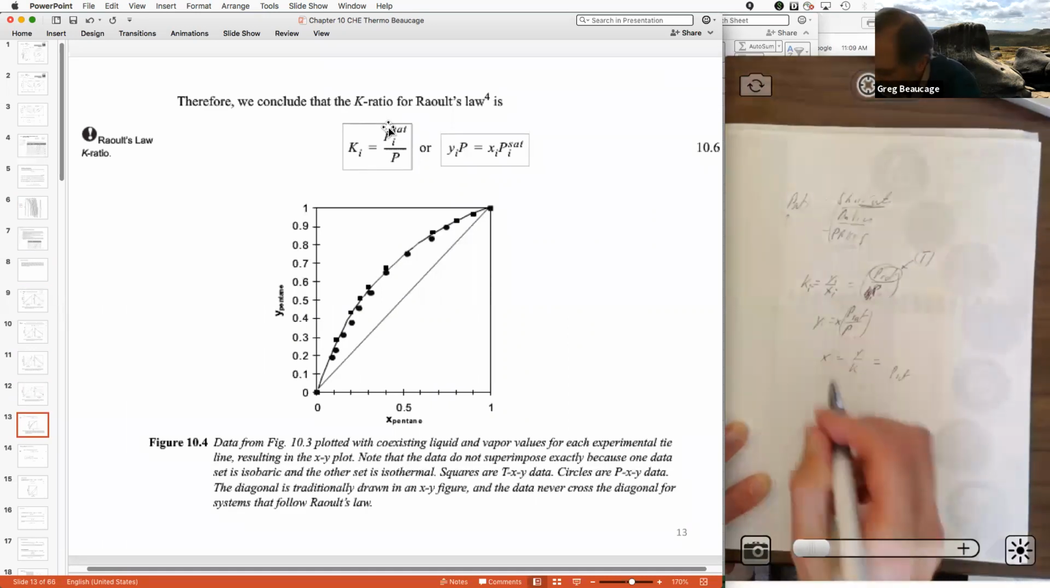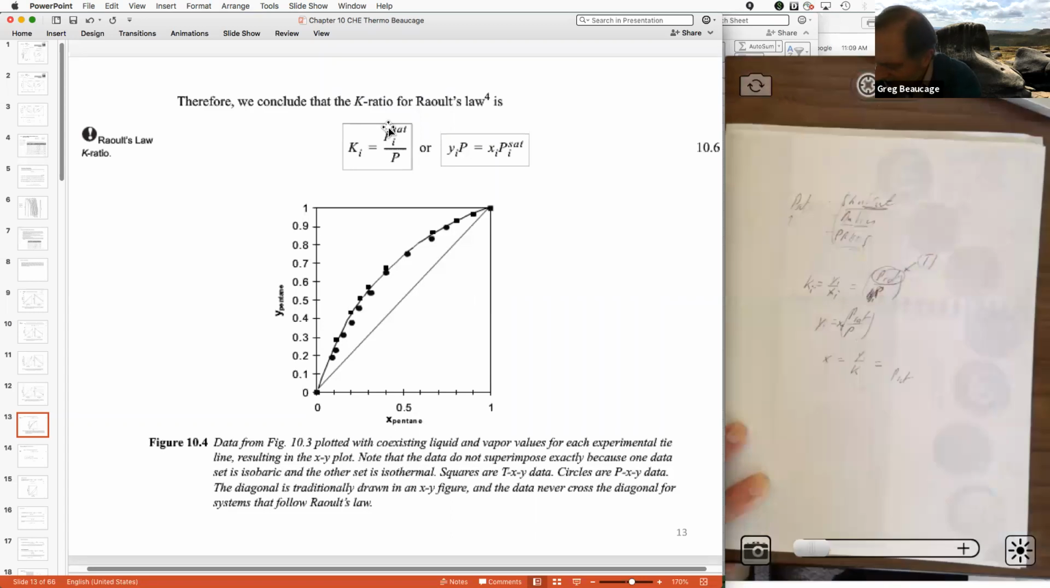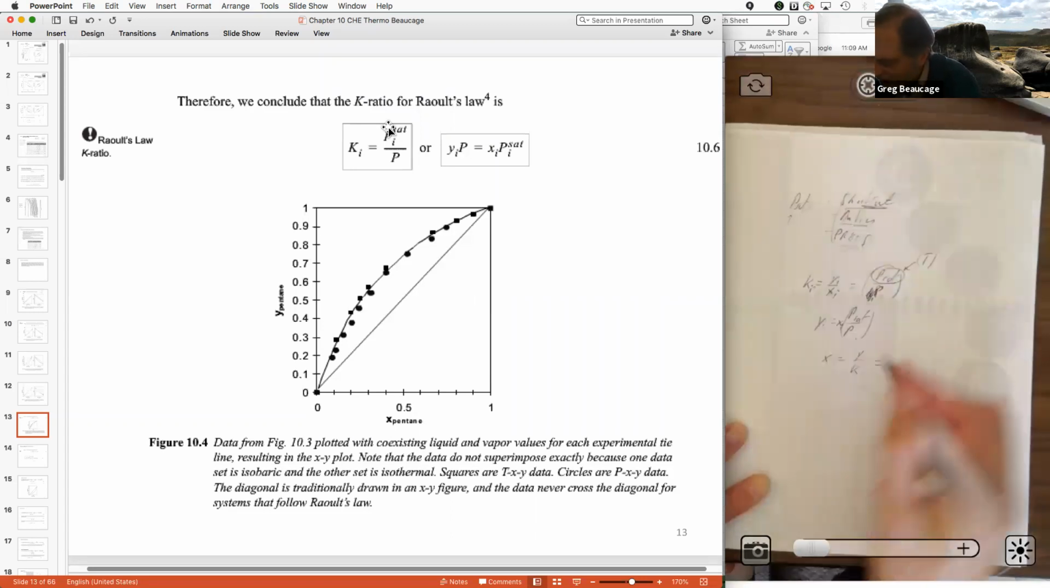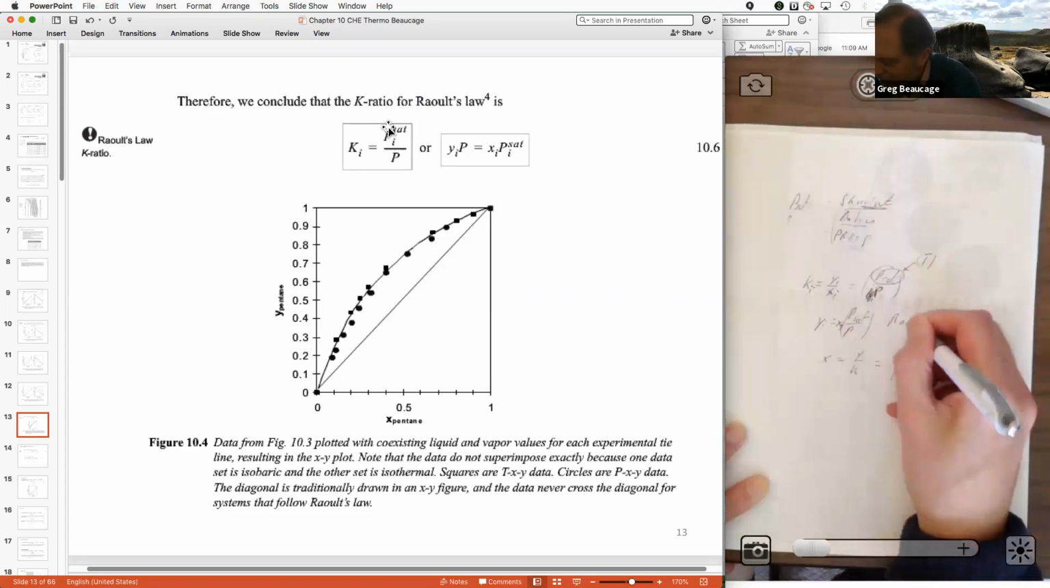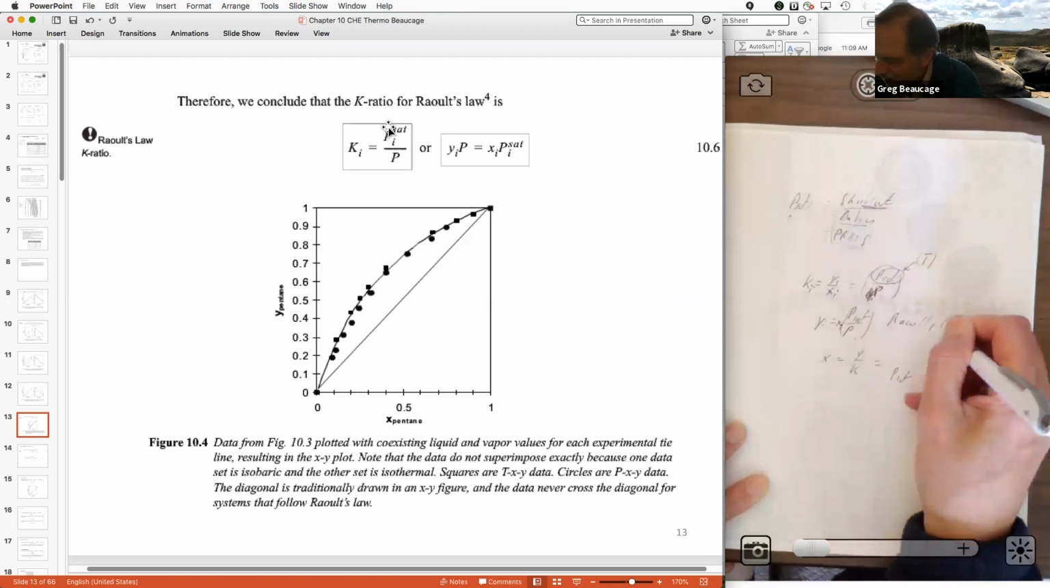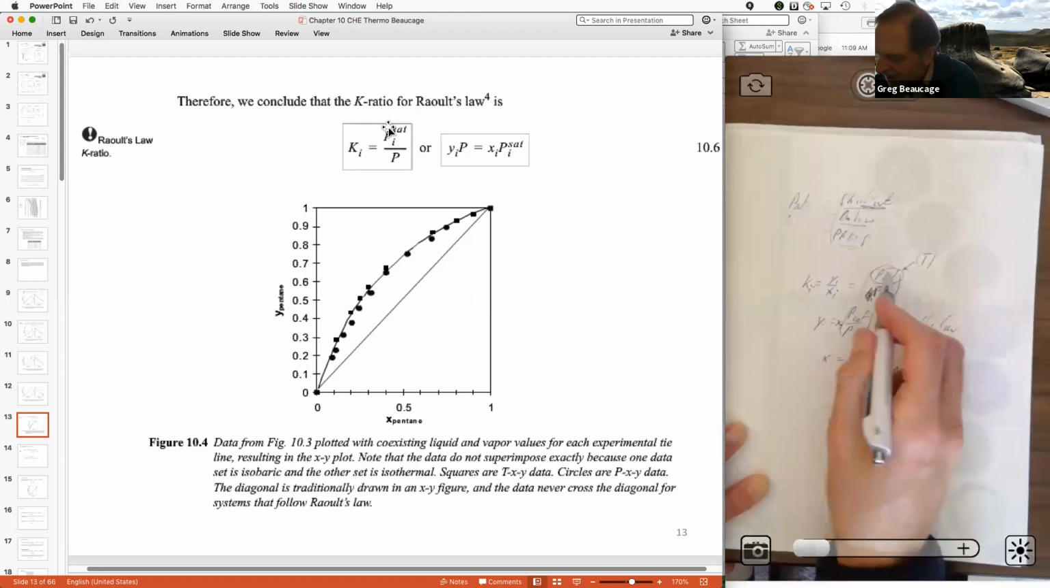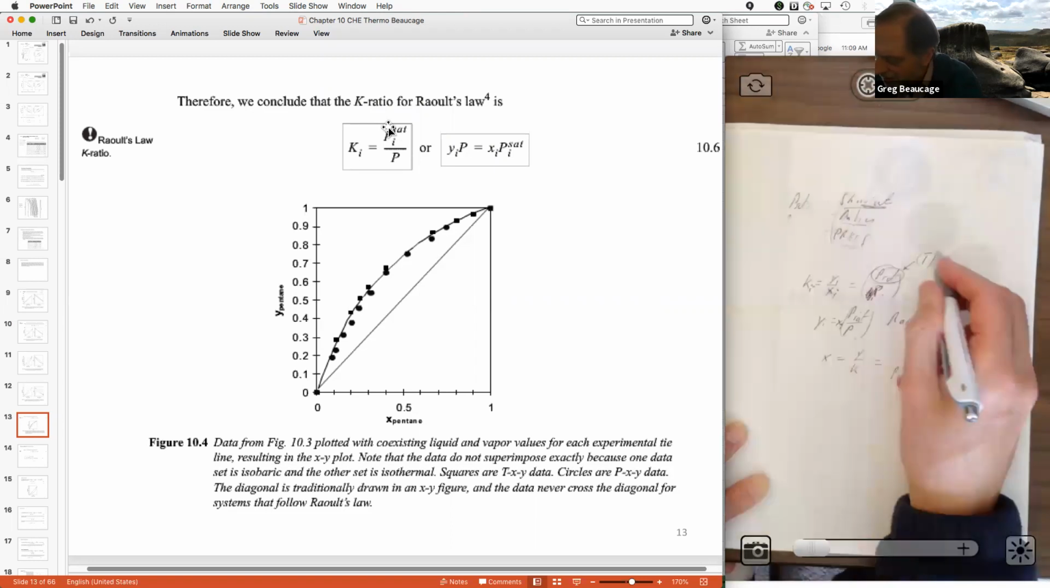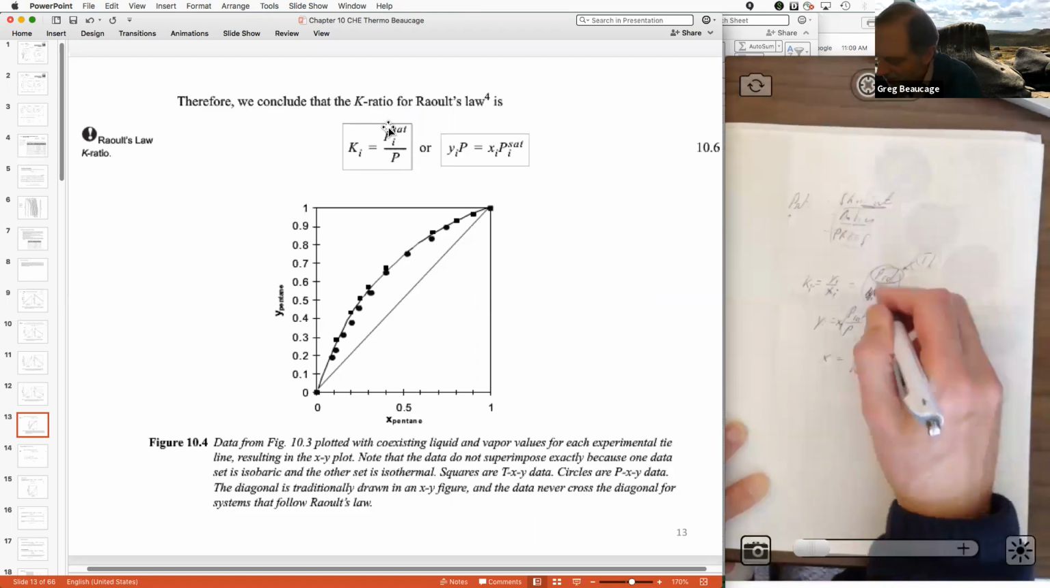This is where I ran into trouble. Y is X times P sat over P. That's Raoult's law. Then you can just plug it in to get K is P sat over P. So if we can calculate P sat with temperature, then we can get K. That's one way to get K.